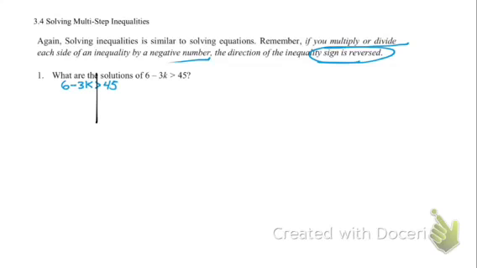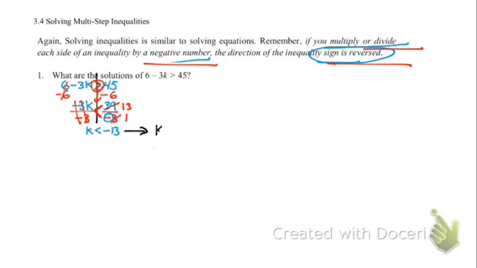Separate the left-hand side and the right-hand side. Both of them are already simplified, so now we have to solve for k. So first thing, we have to subtract 6 from both sides. That gives us then negative 3k on the left and 39 on the right. The next step is divide by negative 3. And again, this is dividing by a negative, so we have to flip the inequality sign.